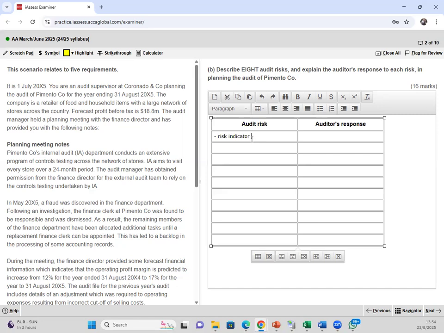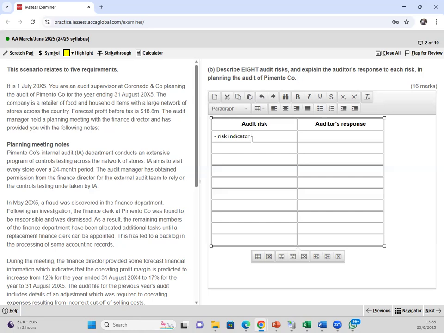I need to see the risk indicator, because the risk indicator is part of application. The moment you don't put a risk indicator, you are not going to get your full mark. In some cases, you might not get a mark at all because you have failed to apply the case. The risk indicator is very important in every point. This one applies to all the points. Every point should start with our risk indicator.